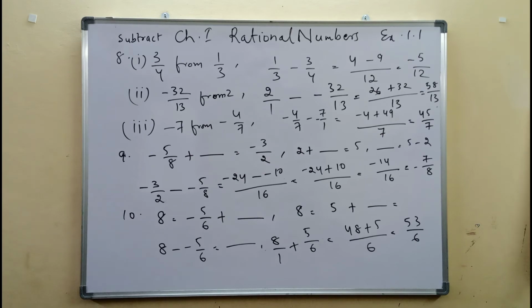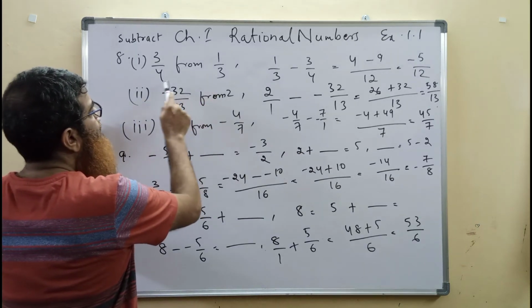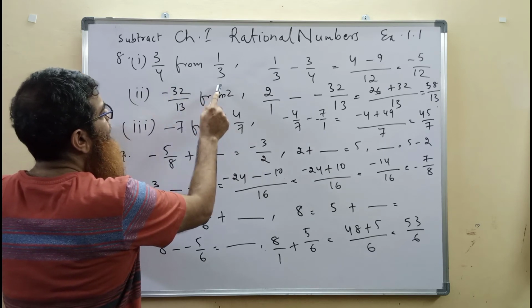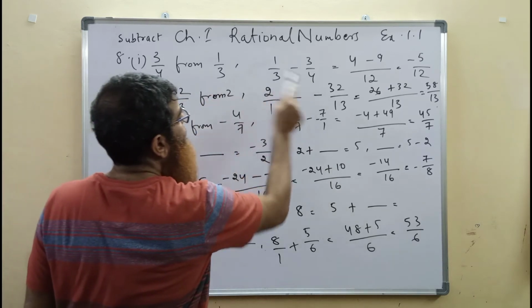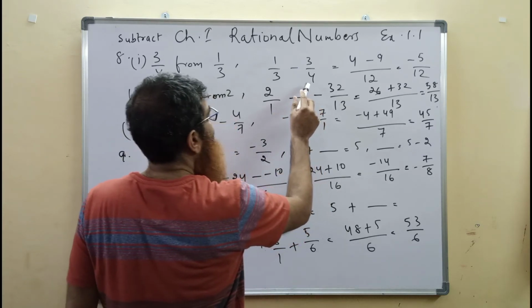I repeat, children. 8th question, first bit. Subtract 3 by 4 from 1 by 3. We need to subtract 3 by 4 from 1 by 3. Here, 1 by 3 minus 3 by 4. How do we do subtraction in fractions?